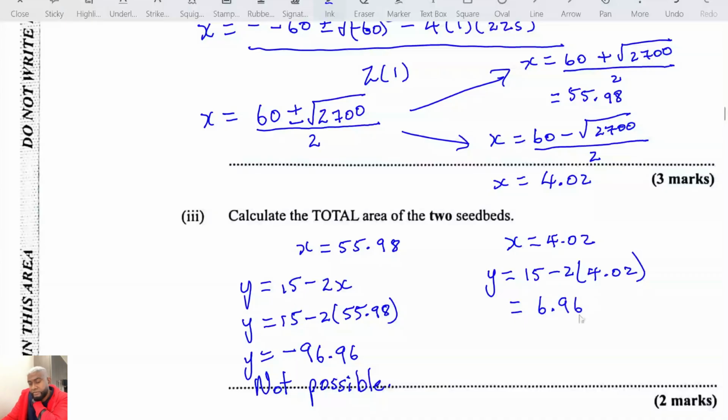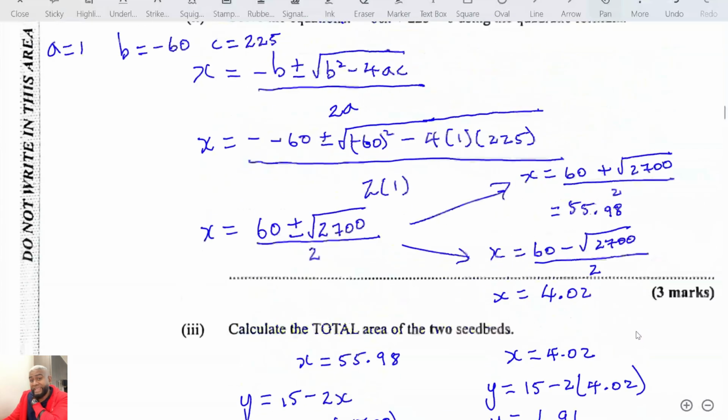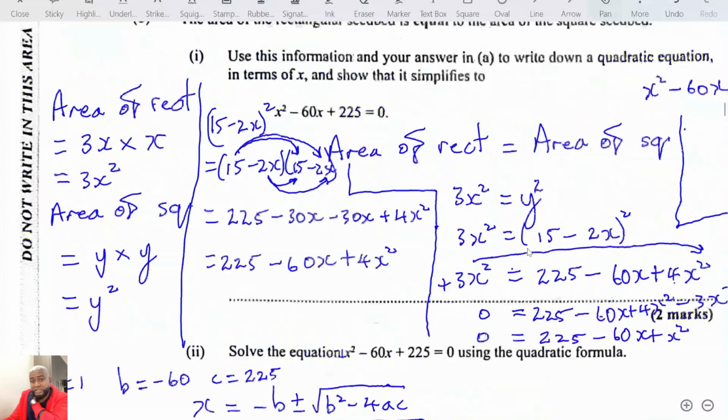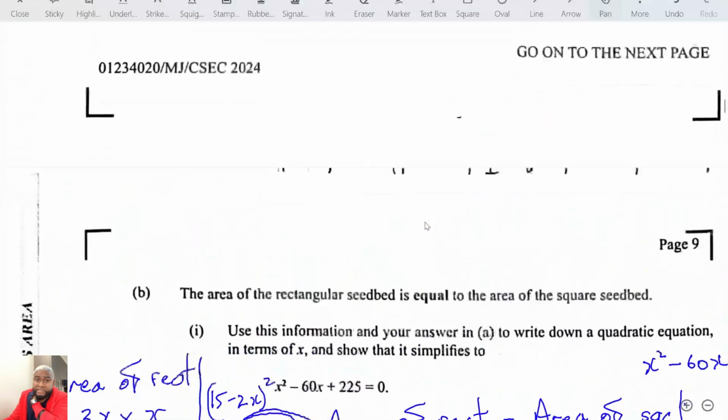6.96. All right? You sure? Yes, I get that. Right, you get that also, right? So we're not using this value of x, we're only using this value, right? Because we get a positive value for y. Now, if I want the total area of the two seabeds, I have an equation for the total area of the two seabeds.